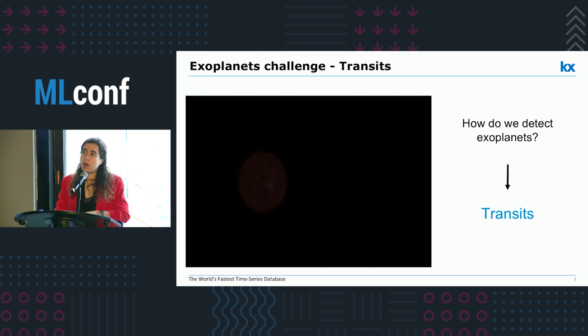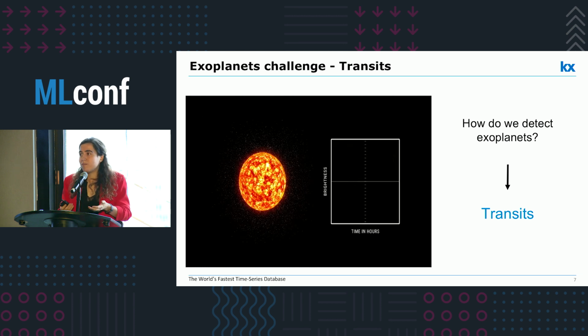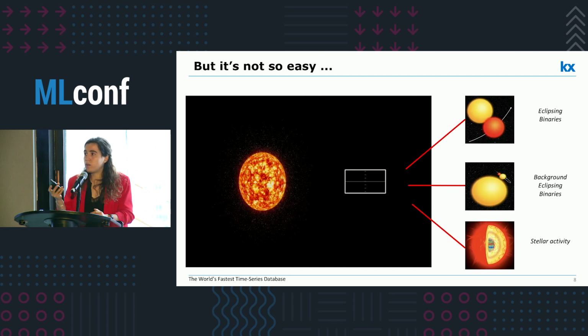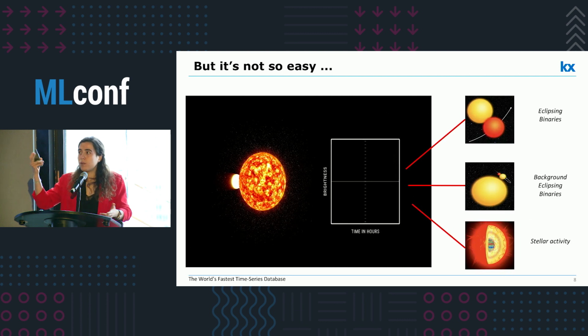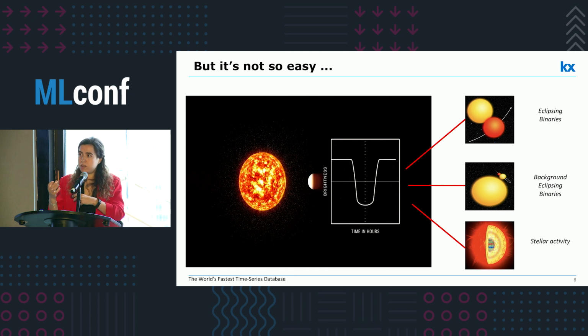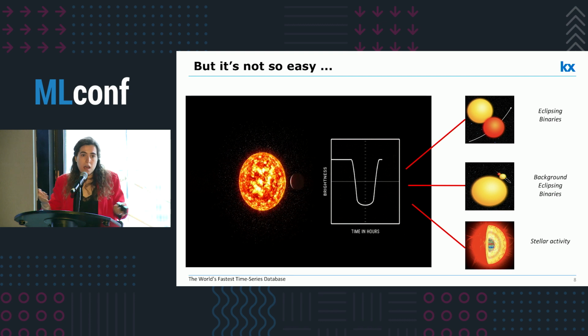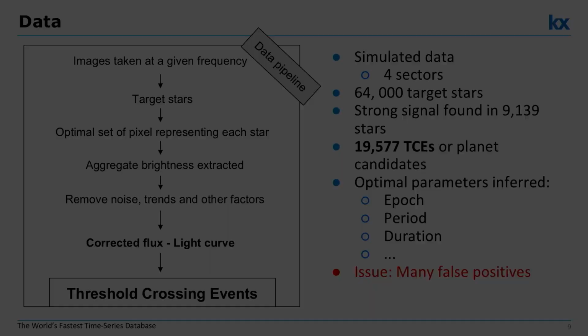It's like an eclipse. But the problem is that it seems easy, but it's not, because there are other phenomena that could cause this kind of drop in brightness. We could have eclipsing binaries, which means the intensity of the light is changing because the stars are rotating. We also have background eclipsing binaries, where the planet is in a background star, and we can have solar storms or noise. So it's not as easy as it seems.